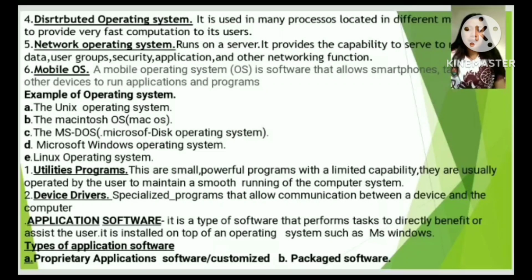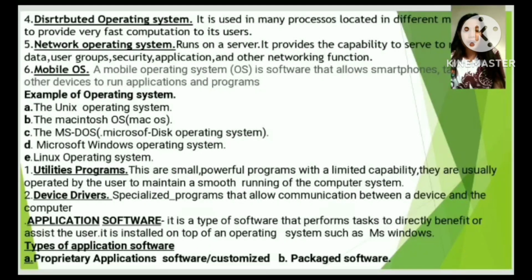Utility programs. These are small, powerful programs with limited capability. They are usually operated by the user to maintain the smooth running of the computer system. Various examples include file management, diagnosing problems, and finding out information about the computer, etc. Notable examples of utility programs include copy-paste, delete and file searching, disk defragmenter, and disk cleanup.